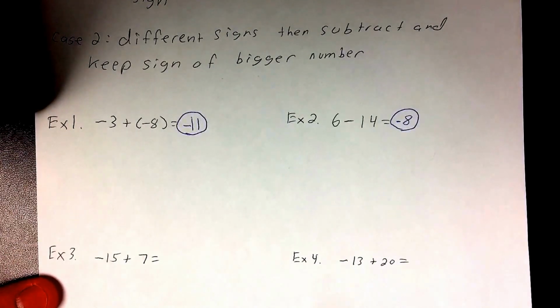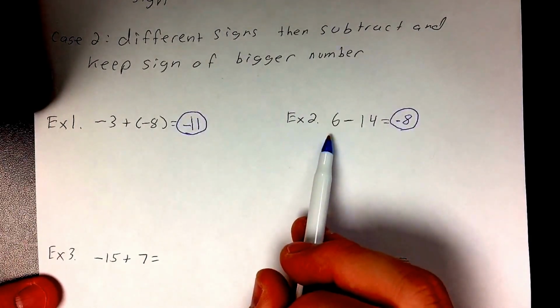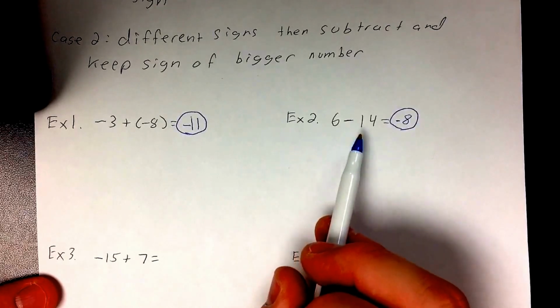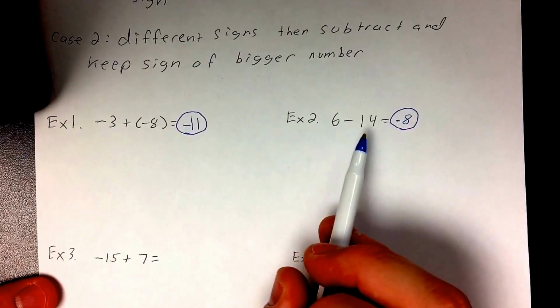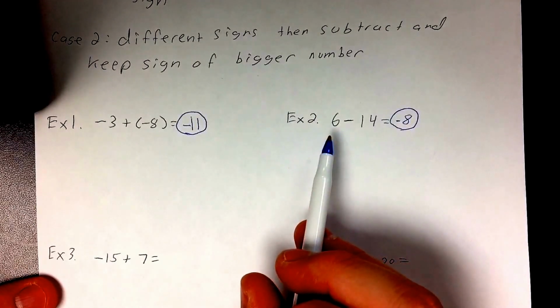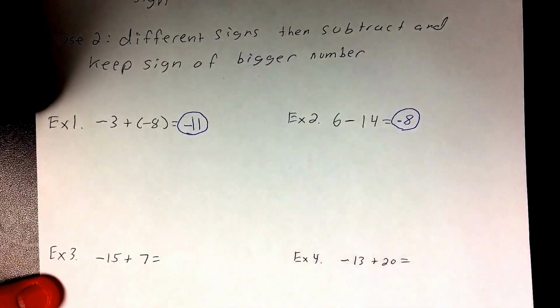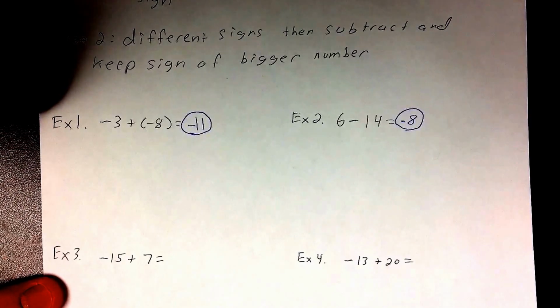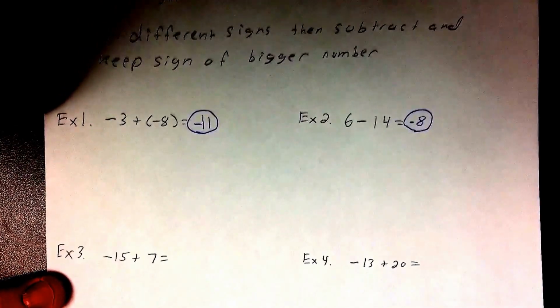Or again, you could think of it as I've got $6 and then I loan somebody $14 or I borrow $14 from somebody. So if I had 6 and I owed somebody 14, then I'm going to be in the hole $8, so -8.